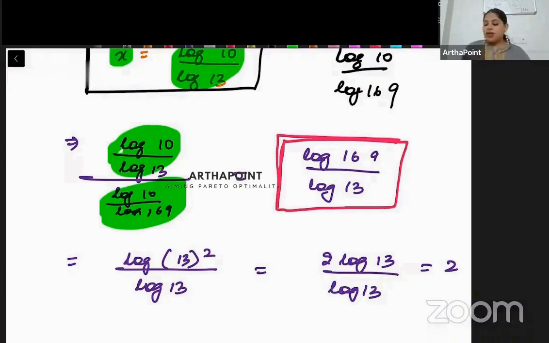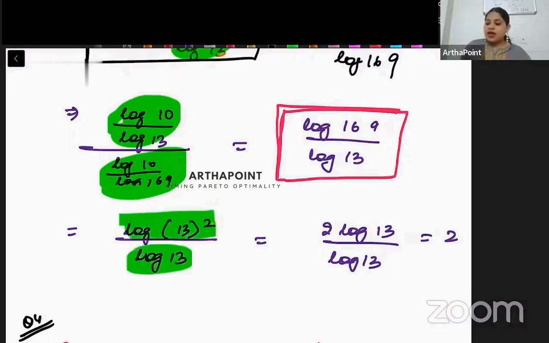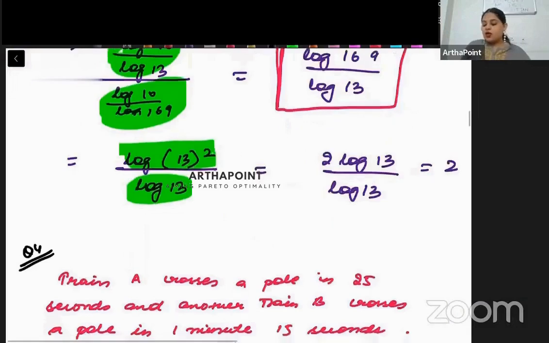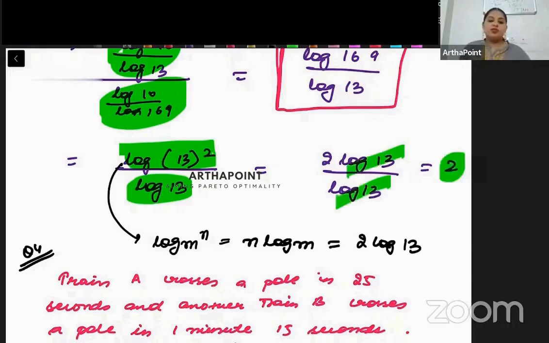So beta, log 169. What is 169? 13 square. So it can be written as log 13 square by log 13. And we know that log m to the power n is n log m. So this will be 2 log 13. So log 13 and log 13 will be cancelled and you will be left up with 2. That's the answer to this question. So the answer to this question will be 2.